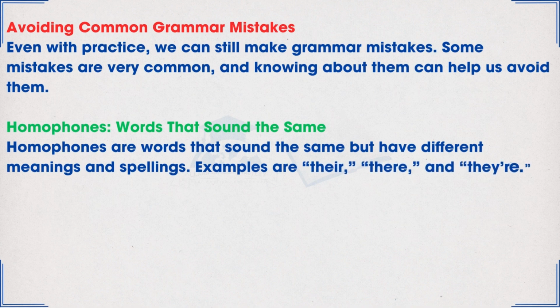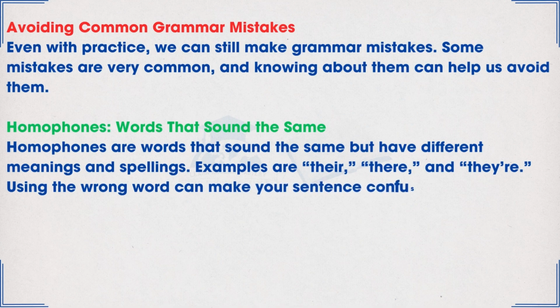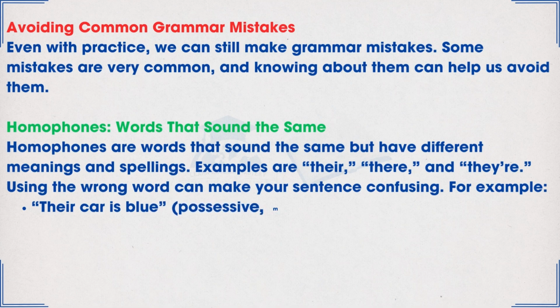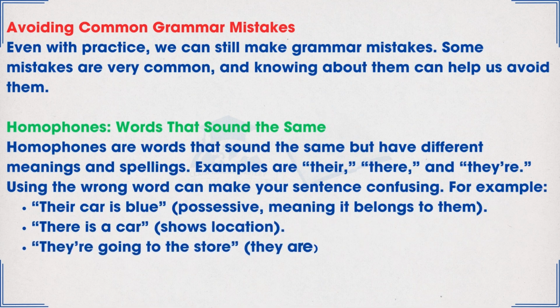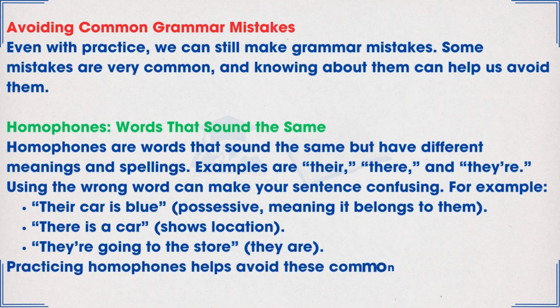Examples are there, their, and they're. Using the wrong word can make your sentence confusing. For example, their car is blue, possessive, meaning it belongs to them. There is a car, shows location. They're going to the store. They're means they are. Practicing homophones helps avoid these common mistakes.